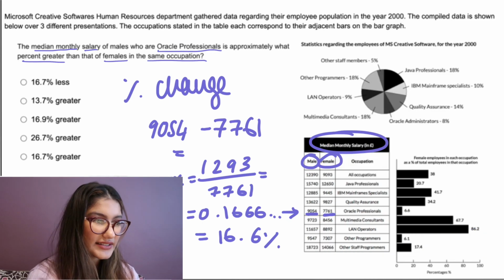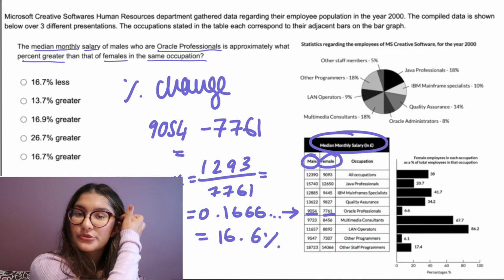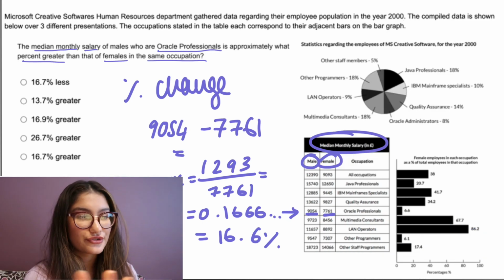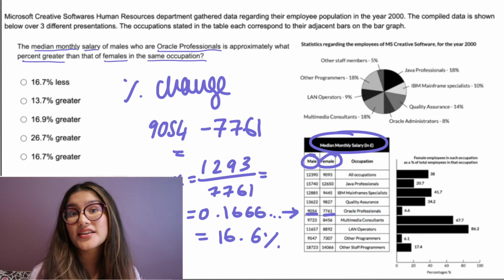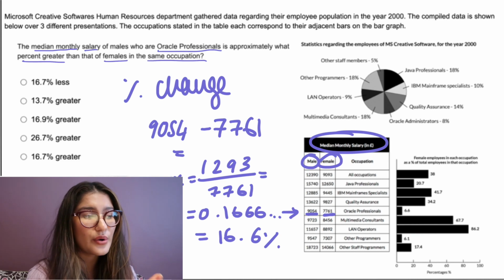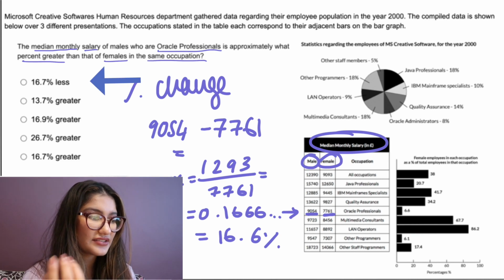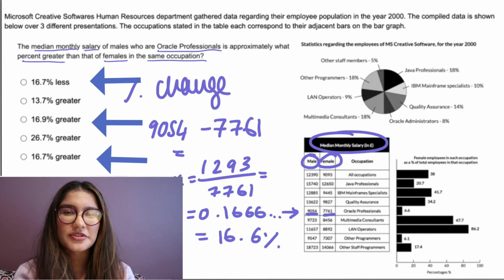Okay, that is a semi-long question, but because we found the information really quickly, we can go straight ahead with it. Obviously, I would say ideally estimate and round it, but because there were 3 answers that were all very close together, 16.7, 16.9, 16.7, I thought it was just worth doing it.